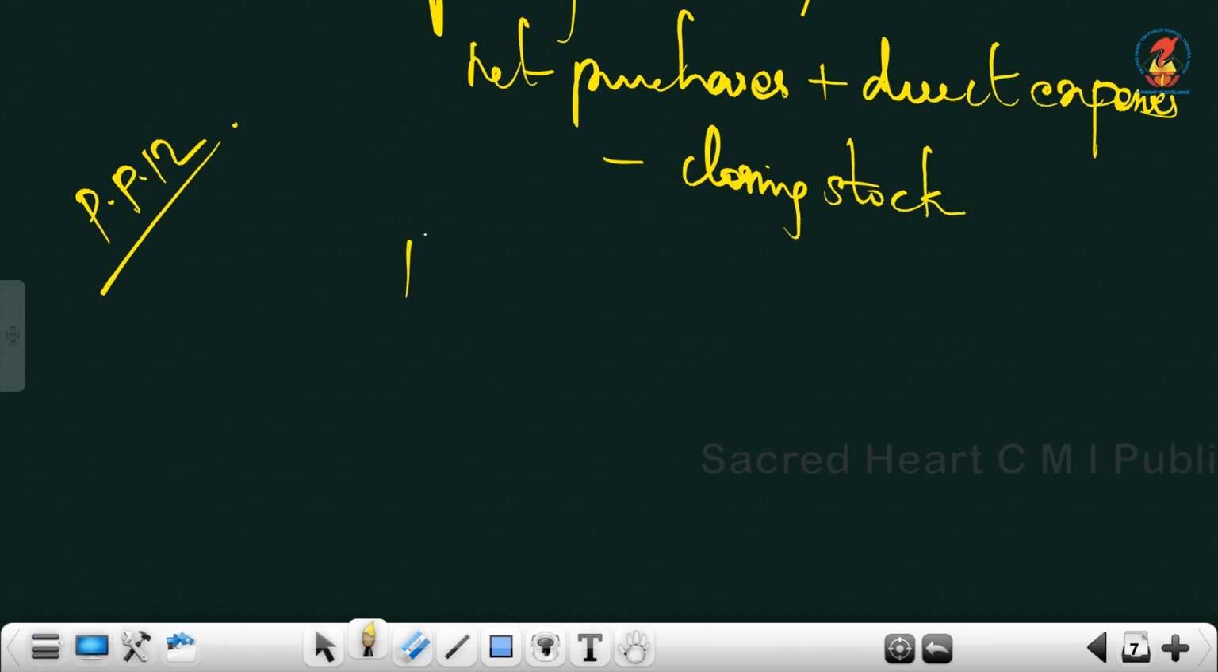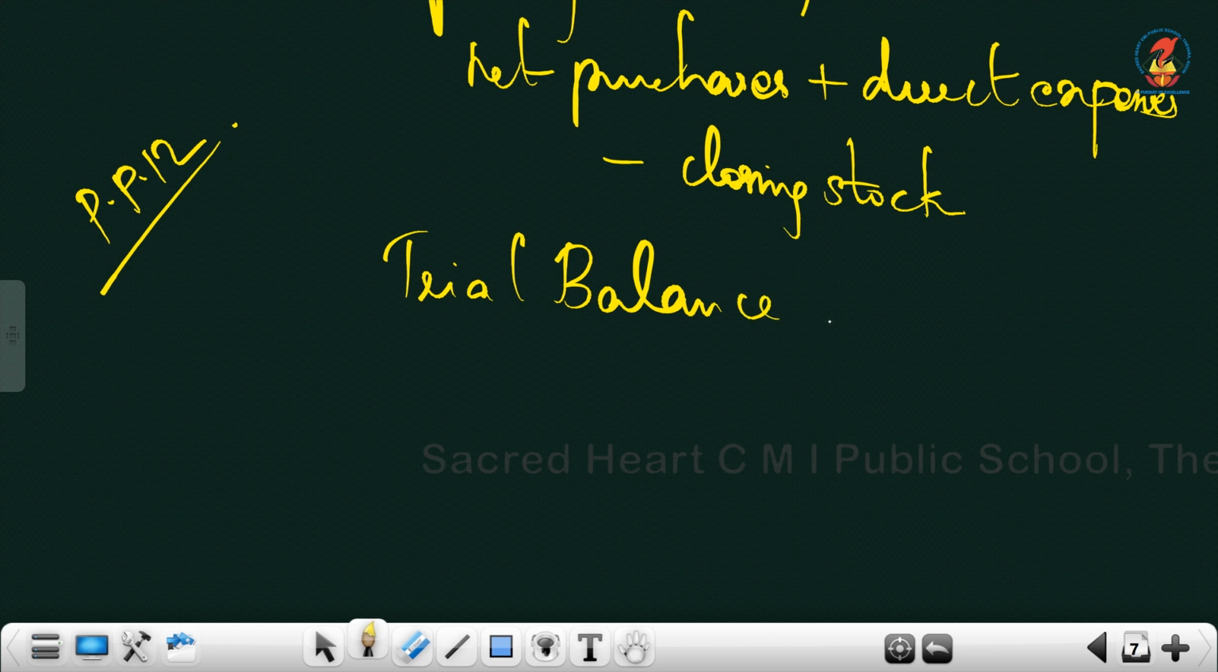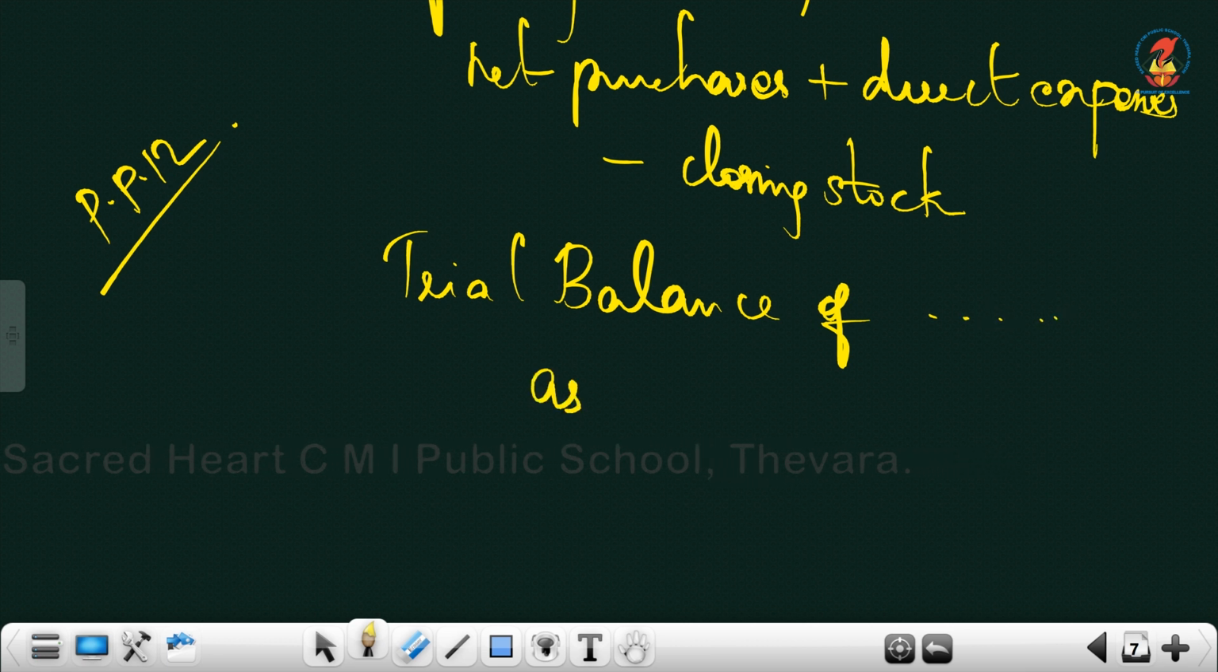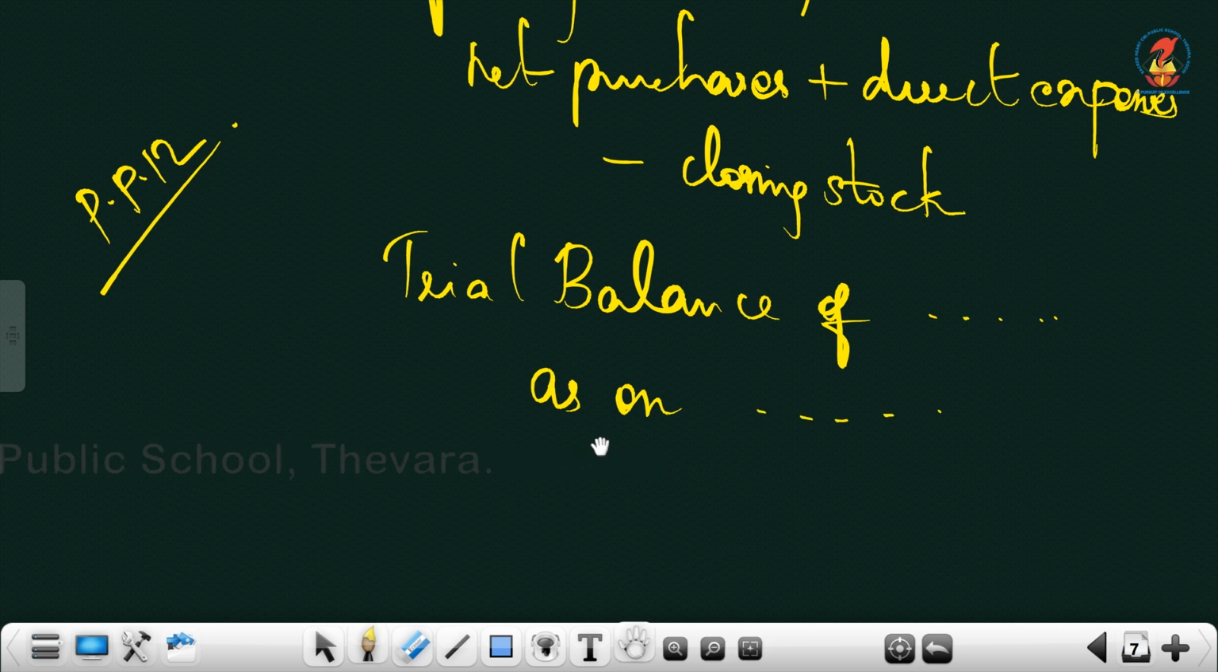Yeah, so we'll do the trial balance. You give the heading trial balance of, okay, the name of the firm is not given, as on. The date is also not given, so you just put some dots like this.